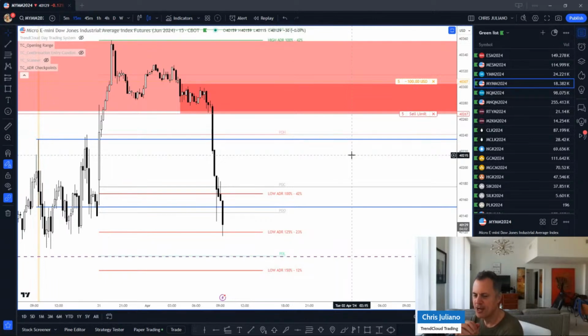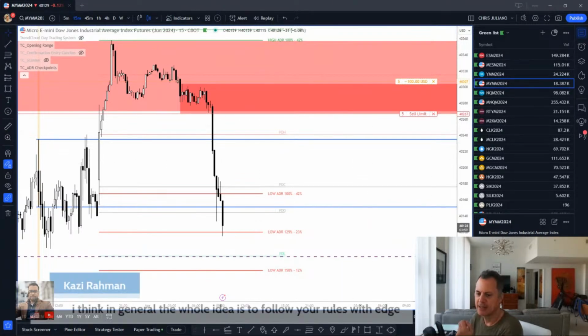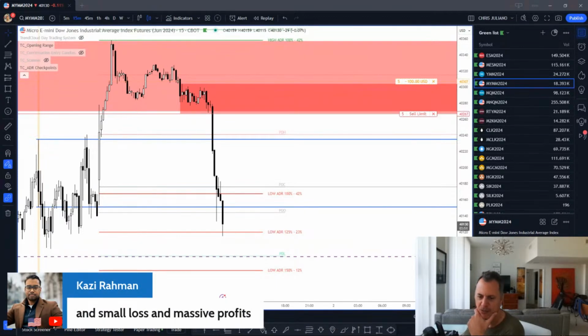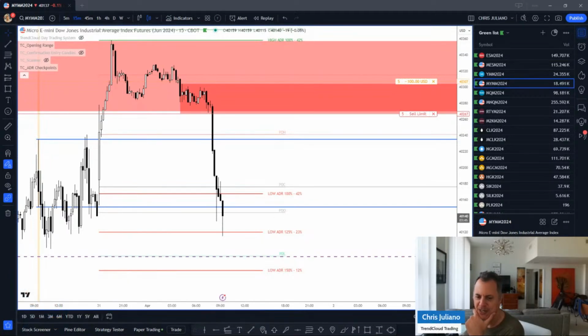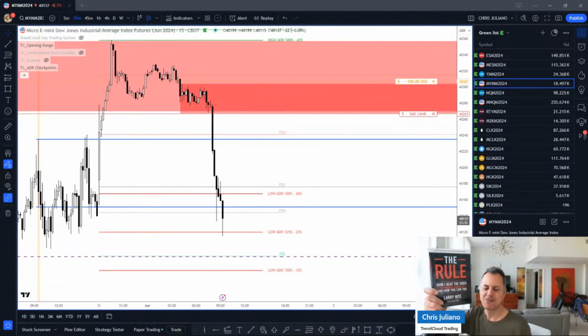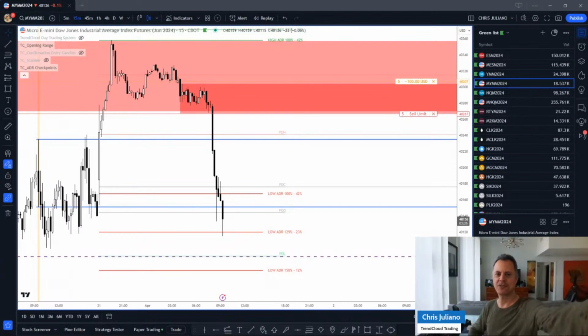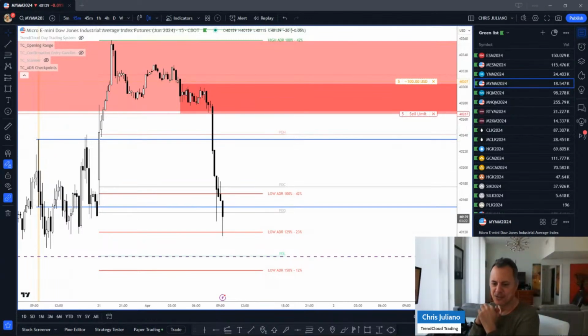Small loss, massive profits. Yeah. The whole idea Kazi's saying: follow the rules with an edge, right? And then small loss, massive profits. Yeah, absolutely, that asymmetrical leverage. Then you go over to your pal Larry Hite from The Rule. You switch over to that book, and that's what he's talking about, that asymmetrical leverage that he looks for.